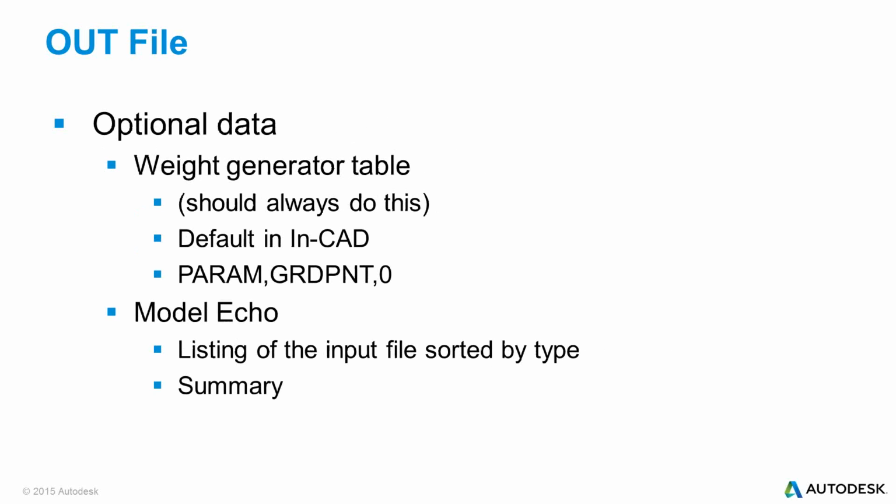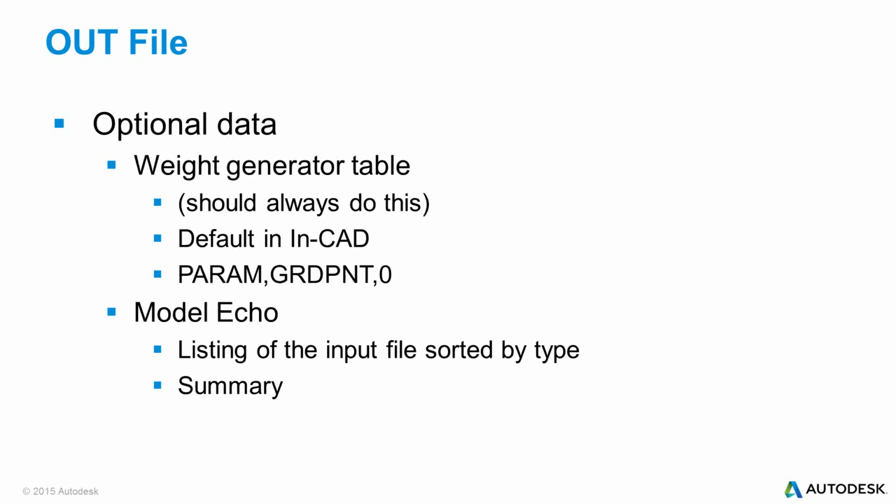In addition, there's a number of optional things, and the first one's the weight generator, and I'll talk a little bit about it after this slide. You should always do a weight generator. It tells you the model weight, and if you're running through in-CAD, it's the default, and it essentially inserts internally a PARAM GRDPNT 0, the old grid point weight generator, and it figures out how much your model weighs. It's a nice little check on your model, so it's worth doing.